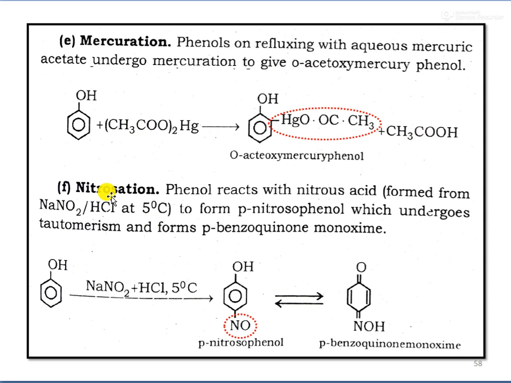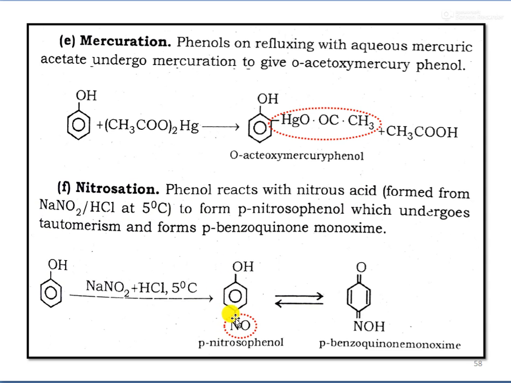Again in nitrosation, the NO group is the additional substituent. This is not nitration; in nitration, the NO2 group is the substituent. In the nitrosation reaction, the phenol reacts with nitrous acid, that is a mixture of sodium nitrite and HCl at a very low temperature. And in this case, at the para position, the nitroso group is attached.